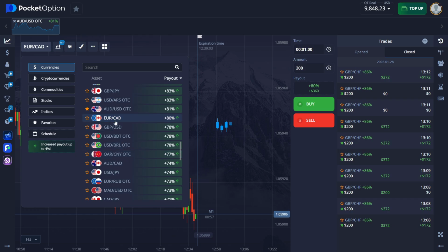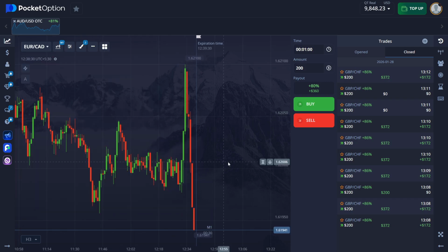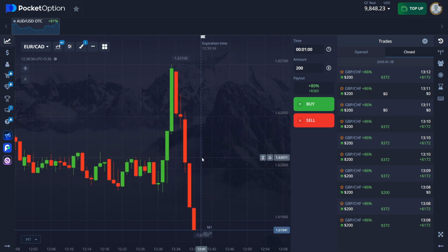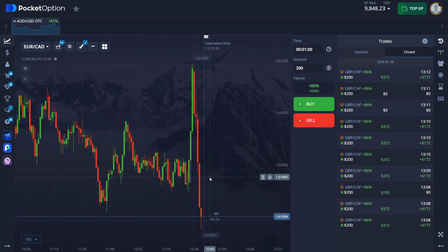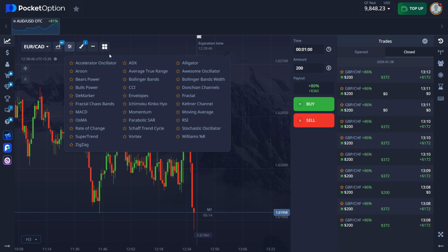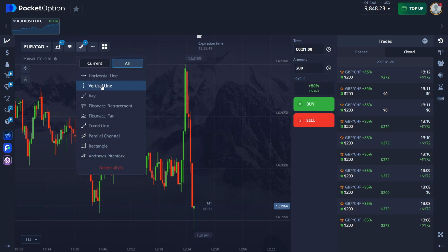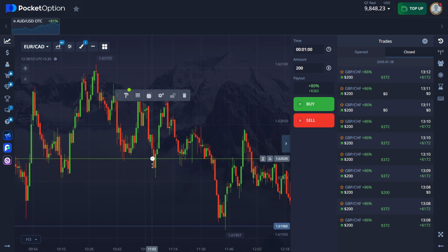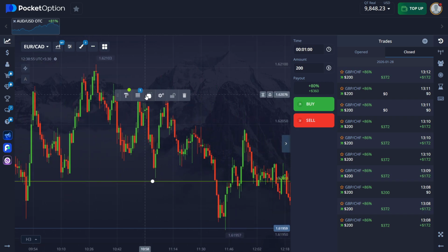Yes, Euro CAD. Euro CAD has a settlement ratio of 80%, and we are witnessing a strong downward movement in this currency pair. Right now, I will implement two indicators here. The first one, I will implement the horizontal line, and we will find the support line first. My support line does exist here and here. All right, here and here.